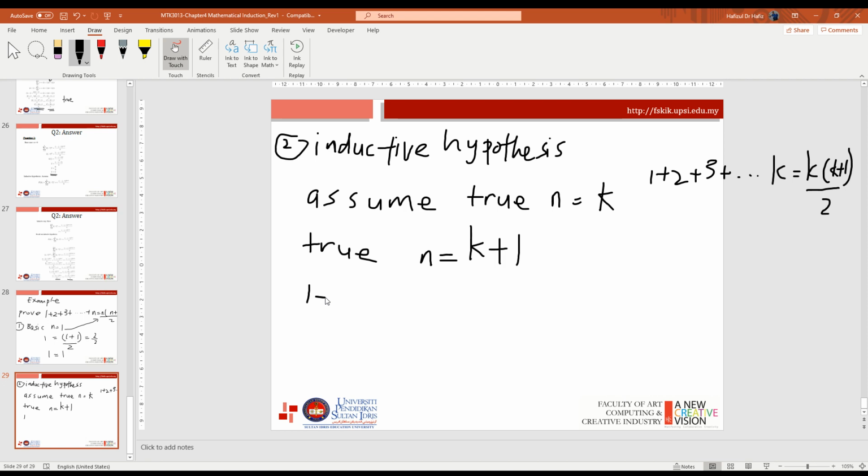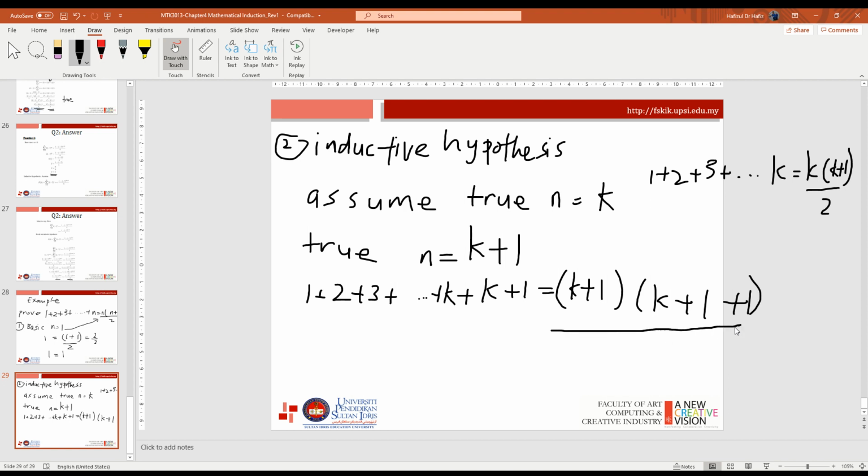So that we have 1 plus 2 plus 3 plus ... plus k plus k plus 1 is equivalent to (k plus 1) divided by 2. This is what we had earlier. Okay, inductive. Hello? Does anyone want to ask? This one earlier, the one above?